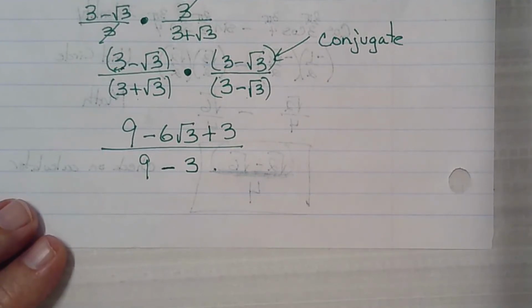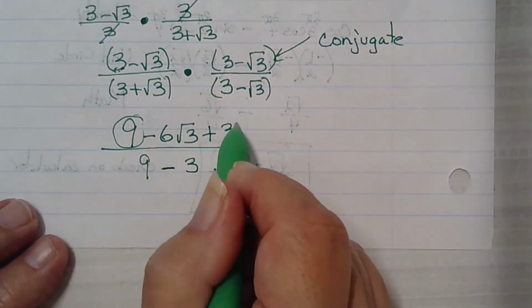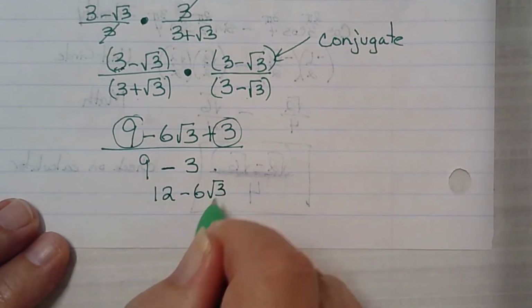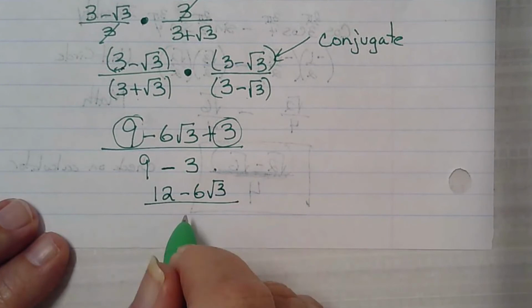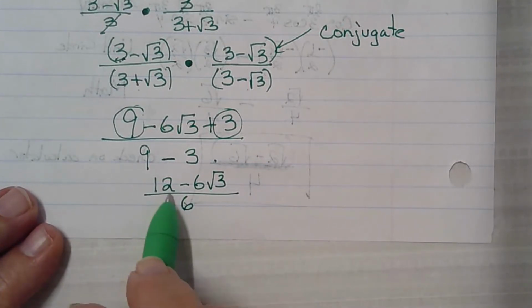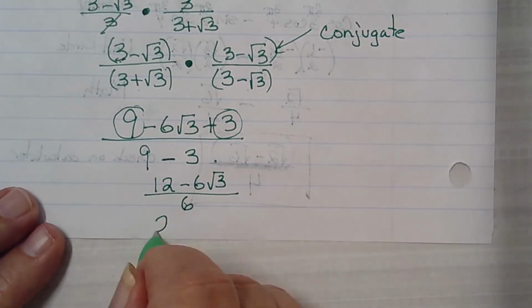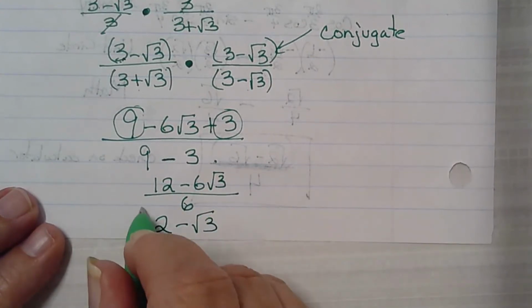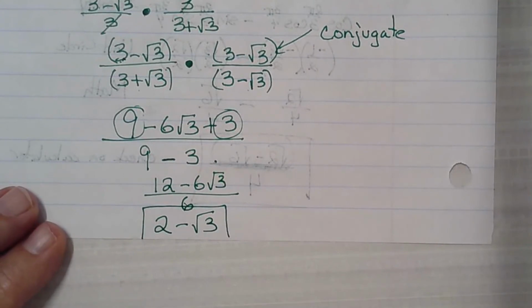Now in my numerator, I'm going to add the 9 and the 3 together, which will give me 12 minus 6 square roots of 3. And my denominator is 9 minus 3, which is 6. And then I divide each term by 6. So 12 divided by 6 is 2, and 6 divided by 6 is 1. So I come out with 2 minus the square root of 3.